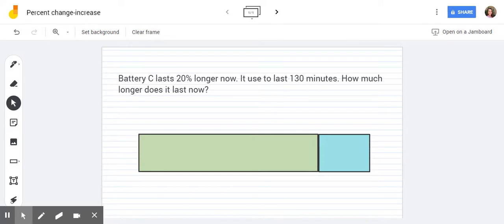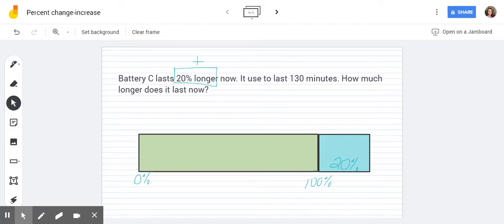We have battery C lasts 20% longer, and we've already determined that that's the adding on component. So our 20% goes inside of our strip diagram. Our 100 is our starting point. For those people who need our 0 there, we have 0 here to 100 here. So we're adding on 20%.